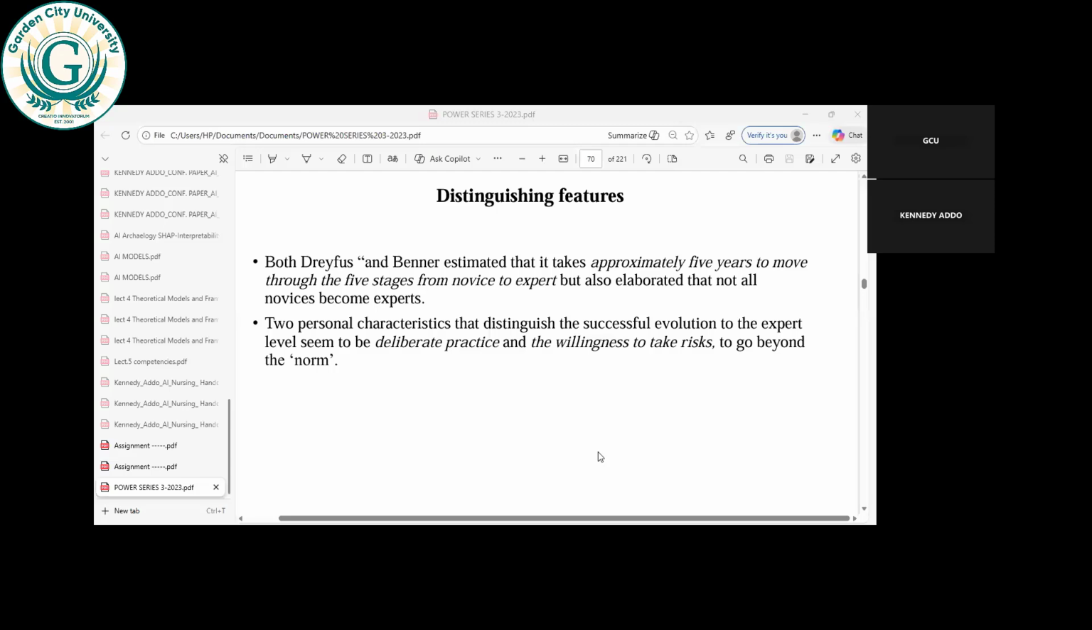So I said that in examination, I can ask you two personal characteristics that distinguish the successful evolution to the expert level: deliberate practice and willingness to take risk. That will stand as an option. Then you may also have other equally important options that you are supposed to decide whether it exemplifies the statement. So you also have to look at that.